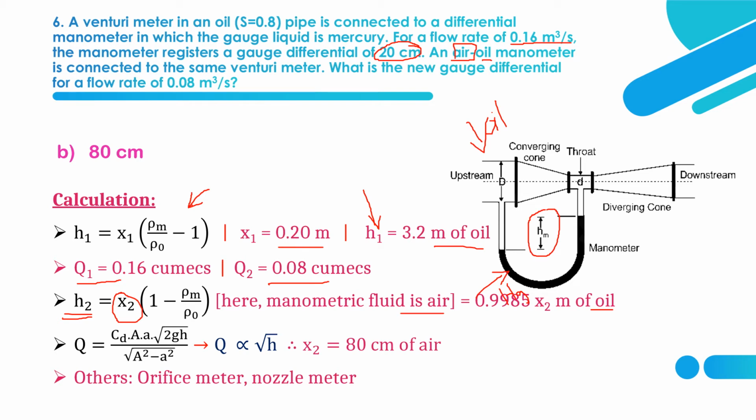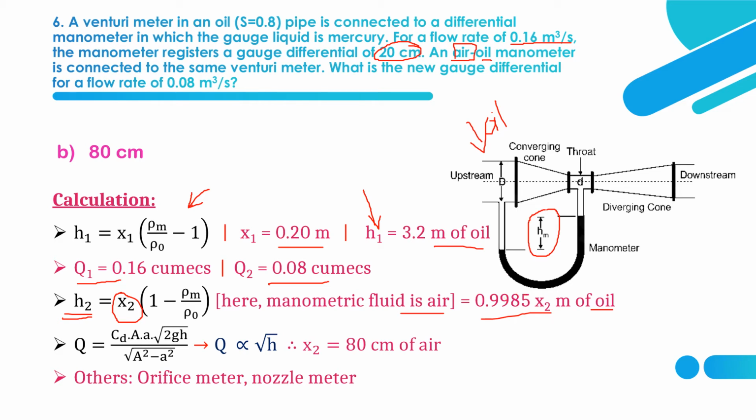So here, 1 minus rho m by rho naught. So rho m is what? The manometric fluid's density. So 1.2 divided by 800. Rho naught is the flowing fluid's density, and here the flowing fluid is oil. So 1 minus that value, into x2. So that is nothing but 0.9985 x2 meters of oil.